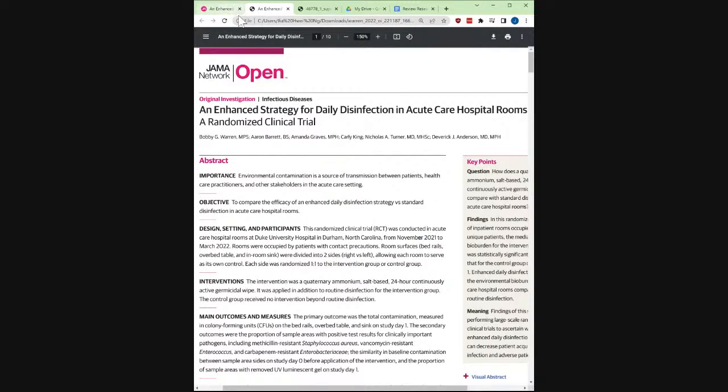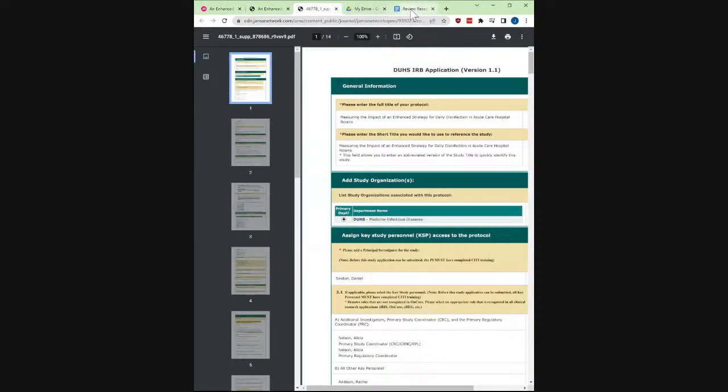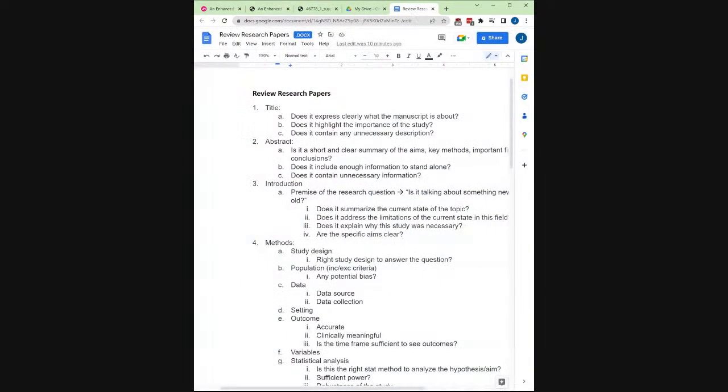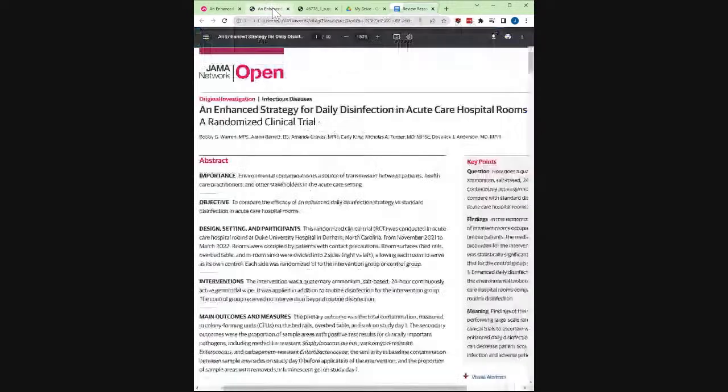So what I have here is the original paper, the supplement, and also how I like to look at a research paper. I'm going to go back and forth so that you can see how I walk through this whole paper as a reviewer. And when I'm preparing for journal club, this is my process as well.